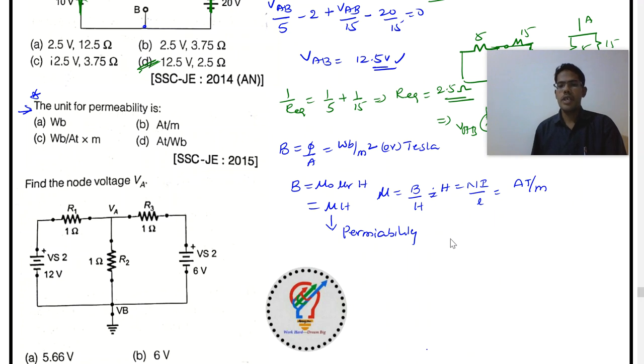Now if we put the values in mu, we know the B value. What is B? Webers per meter square. So Webers per meter square into 1 by H, meaning meters divided by ampere turns. So meter gets cancelled: Weber per ampere turn meter. So in this question we have covered 3 questions. Okay, so what is the answer for us? Webers per ampere turn meter. So C is the right answer for this question. So these are the important questions from this question here.